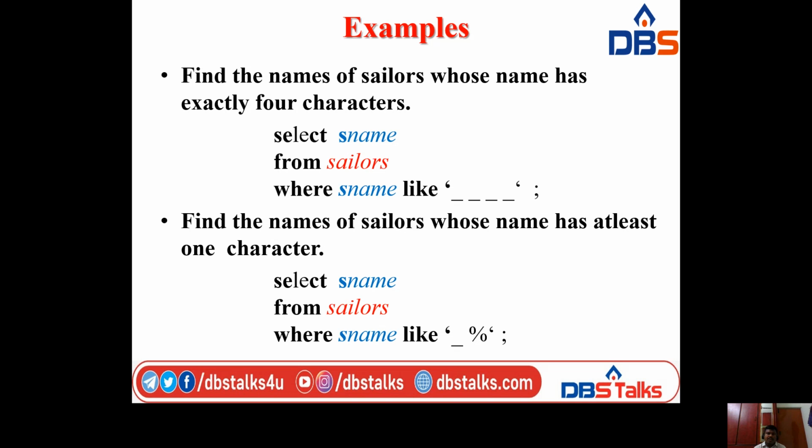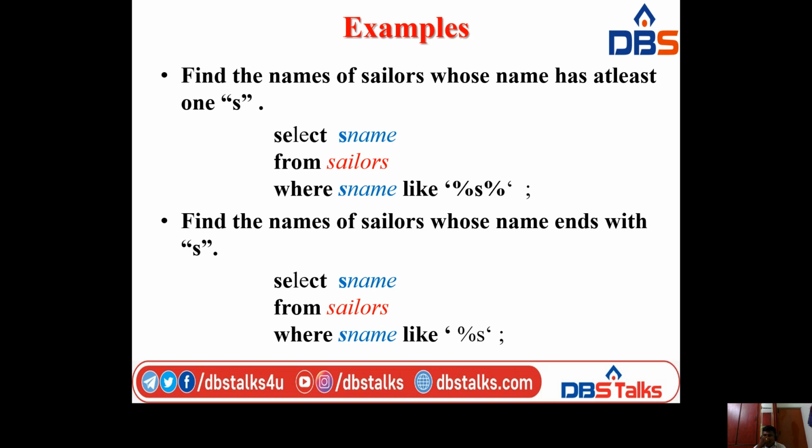Now find the names of sailors whose name has at least one character. Here we use one underscore and then a percentage. By using these two characters, we can take the minimum of one character, at least one character, and then it can contain any number of characters.